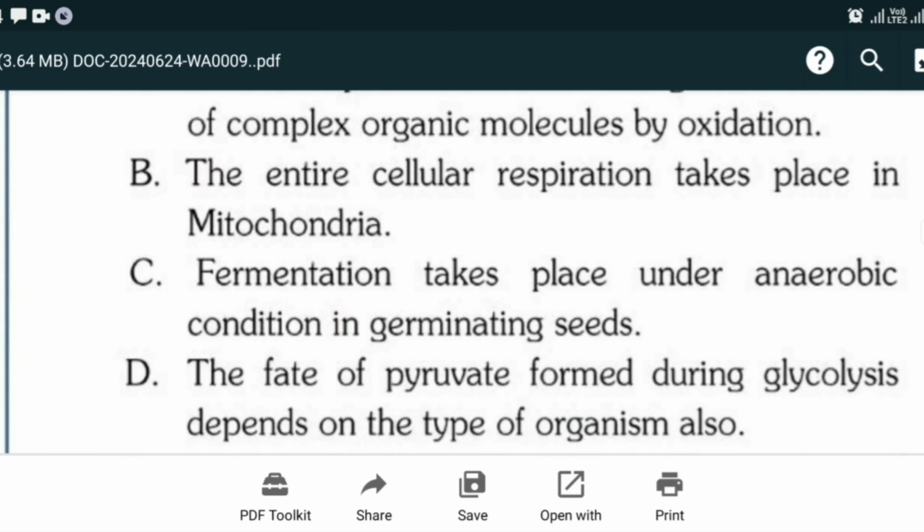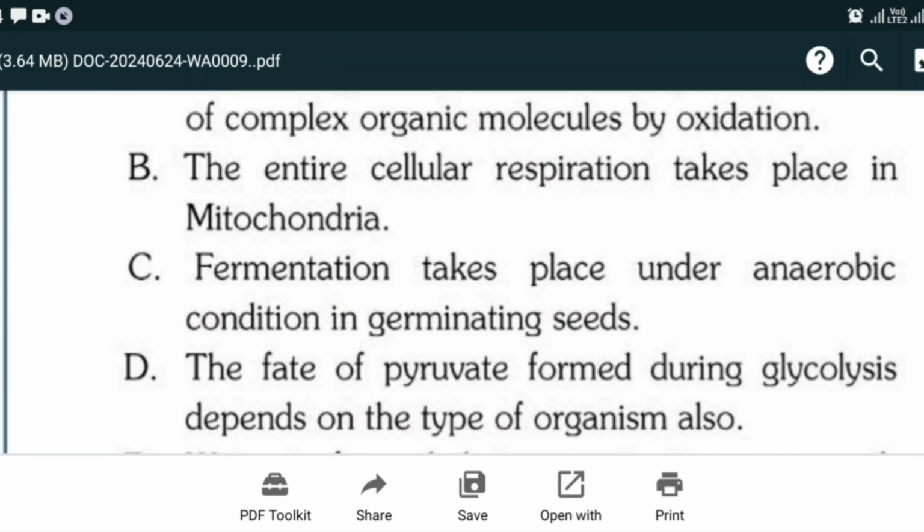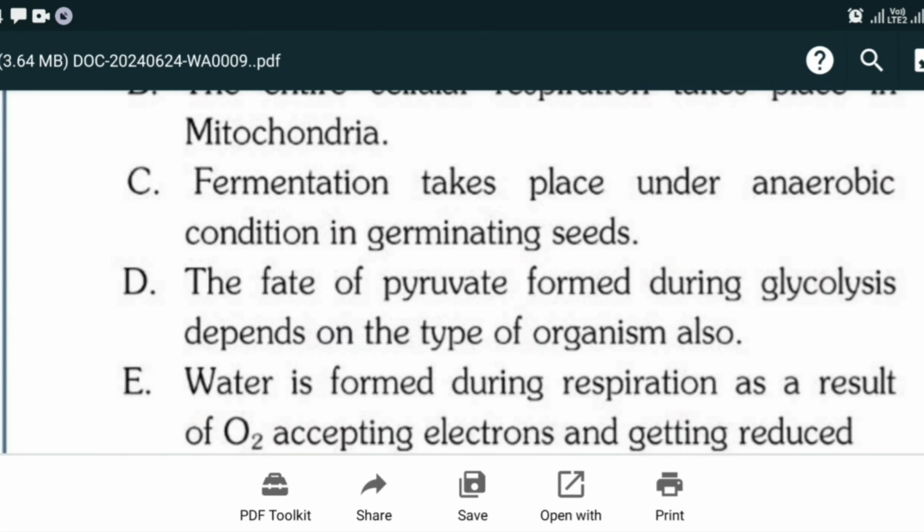Then C, fermentation takes place under anaerobic condition in germinating seeds. That is correct. Then the fate of pyruvate formed during glycolysis depends on the type of organism. Yes, after pyruvic acid is formed, whether it undergoes aerobic or anaerobic respiration depends on whether it is an aerobic or an anaerobic organism. If it is an aerobic organism, then the remaining processes like the link reaction and Krebs cycle will take place. If it is anaerobic, then fermentation will take place. So that's why D is correct.